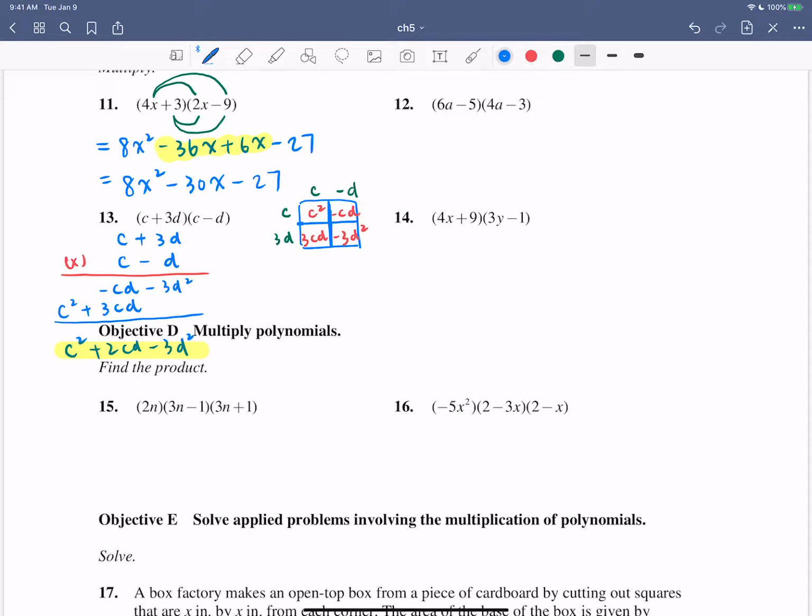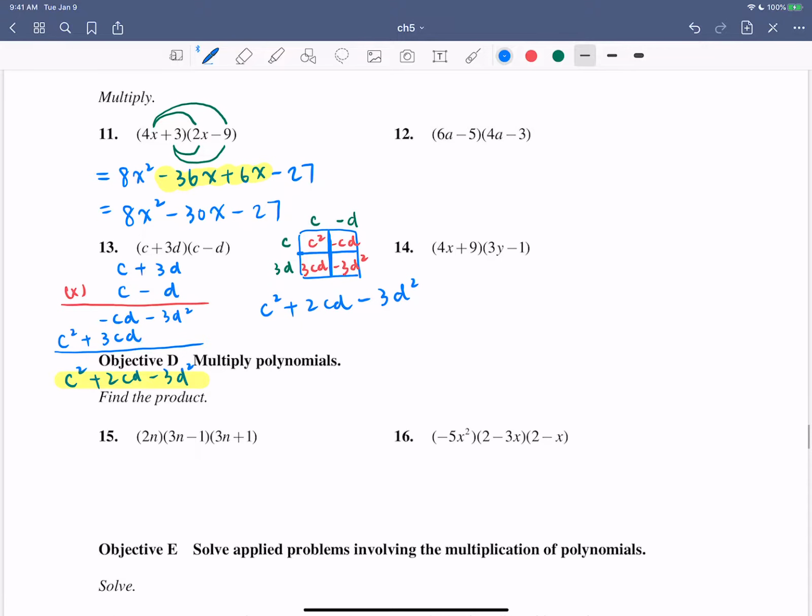When you add them, you could just look at like terms, or you could write them all out horizontally and see what the like terms are. So if you add them, we will have c squared, and then these two terms are like terms. If you combine them, we will have positive 2cd, and finally followed by negative 3d squared. As you can see, when we multiply polynomials, we have four ways: the FOIL way, or the distributive property way, the vertical way, and finally the area model way.